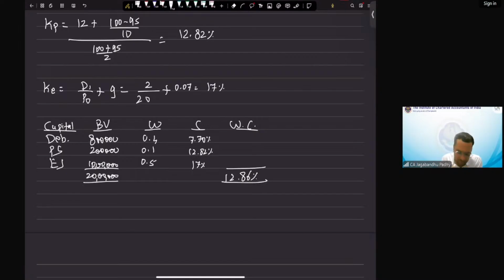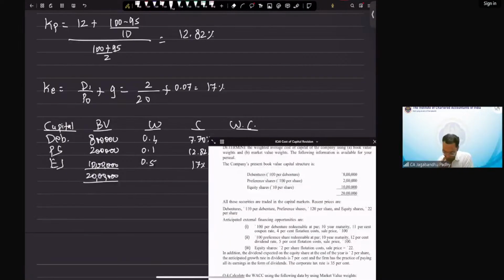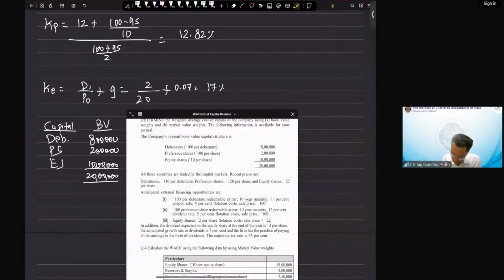Rotation cost should be percentage of current value. But here they are saying clearly, right, sale price. If you're going to sell the securities now, you're going to fetch this much. Current price is 110, 120, and 22. That's the current market price. But if you're going to issue the debentures today, you will receive 100. Therefore, we are considering the sale price.